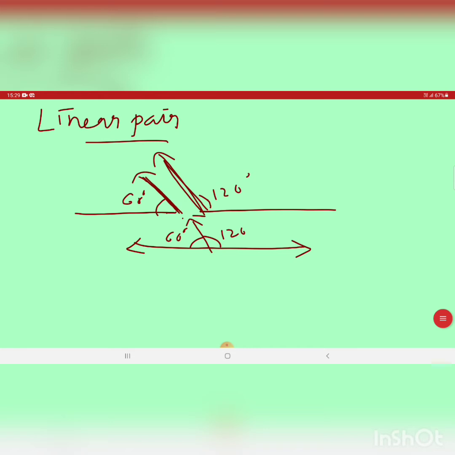Now one specialty is that a linear pair is supplementary. That means their sum will always be 180 degrees. Clear? So a pair of angles which form a line is known as a linear pair, and their sum will always be 180 degrees, or those angles will be supplementary angles. Okay.